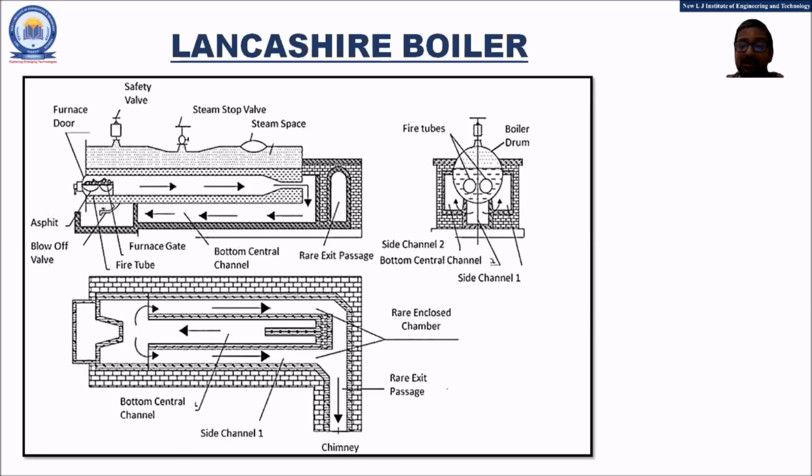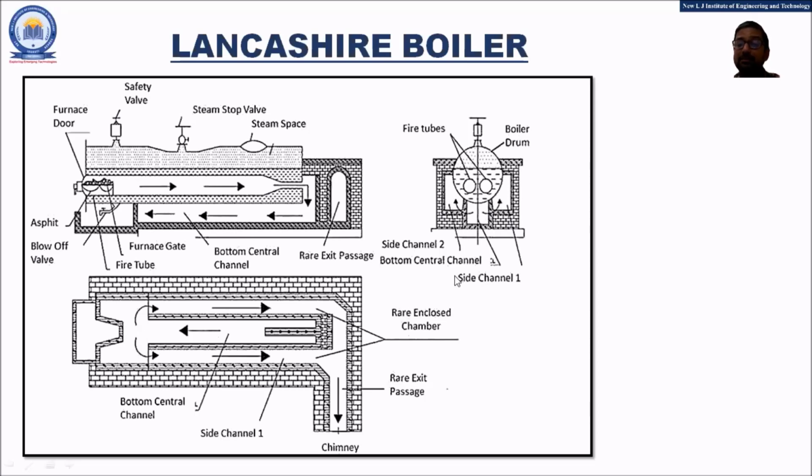And in order to have such different passes, this Lancashire boiler has a brick lining. So you can see the bricks which are supporting the boiler drum, and because of the brick lining, we are able to achieve the bottom path as well as the side path.